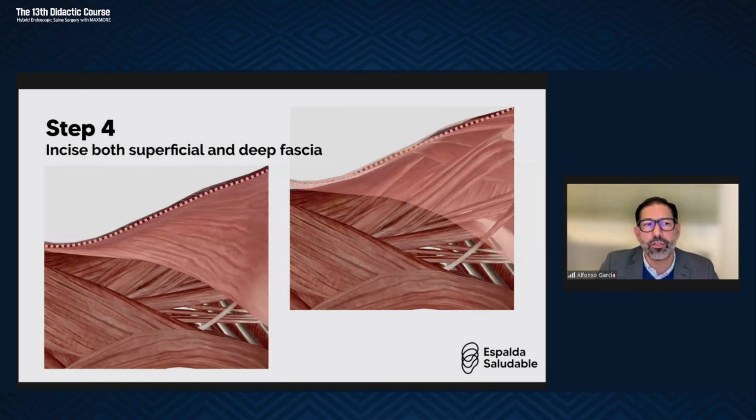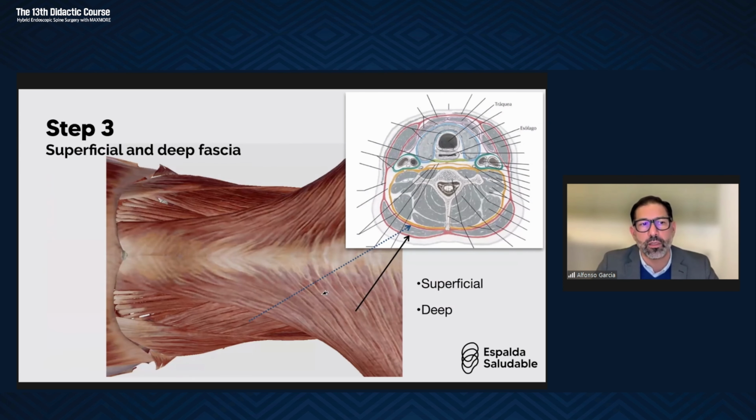So step 3 is to incise superficial and deep fascia. These are very strong fascia, so be aware that once you incise the skin, I use a Kelly hemostat, and I touch the superficial fascia. I don't perforate it with the Kelly, I use the knife, and then I go again with the Kelly to separate muscle fibers until I reach the deep fascia, and then I incise the fascia again using the knife.